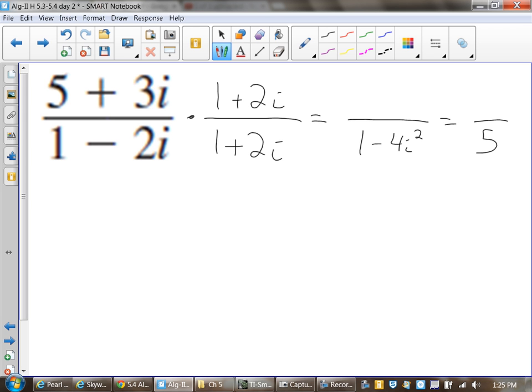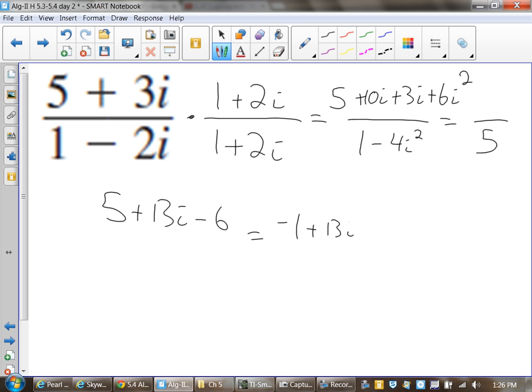When you are dividing these imaginary complex numbers out, work with your denominator first, and then go back and take care of your numerator. You FOIL. So you get 5 plus 10i plus 3i plus 6i squared. When I combine that, I have 5 plus 13i minus 6, because positive 6i squared is negative 6. Perfect. So your final answer becomes negative 1 plus 13i all over 5.